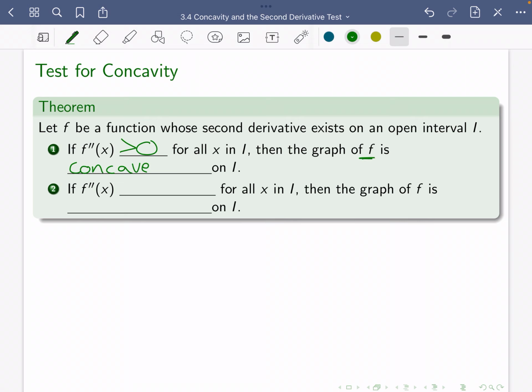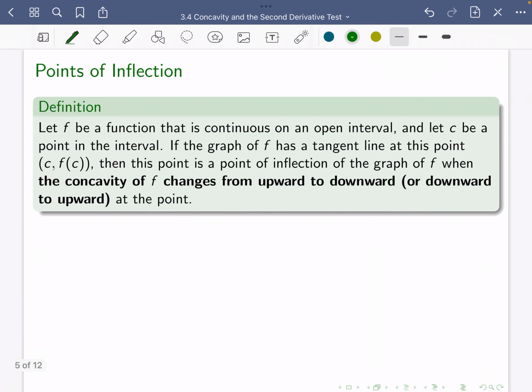The original function f is concave up. And if our second derivative is negative, then the original graph of f is concave down. So to determine the intervals of concavity, we can look at the first derivative and then take from that the second derivative. If the second derivative is positive, it is concave up on that interval for all those values where it's positive. Everywhere where it's negative, our function is concave down.